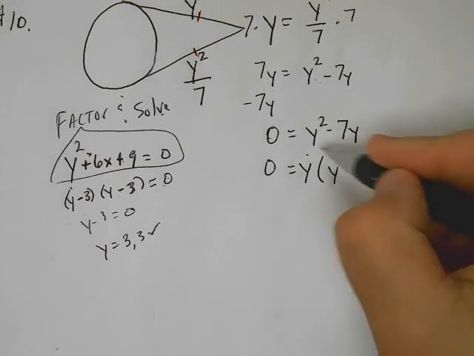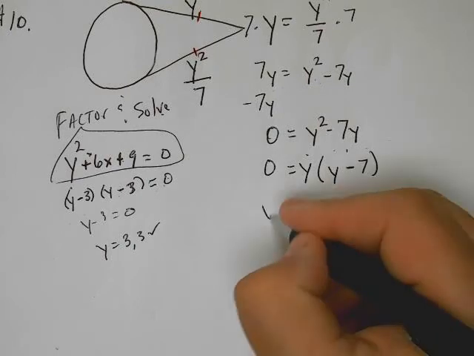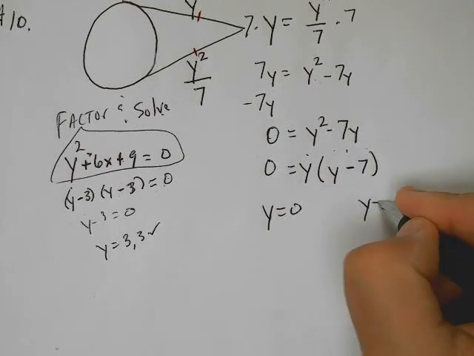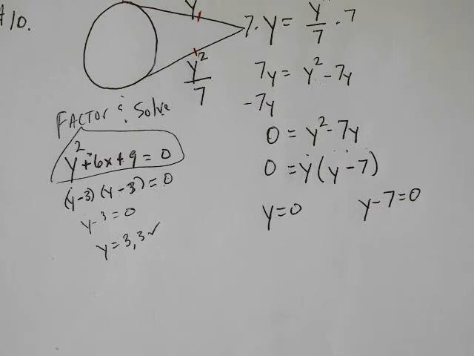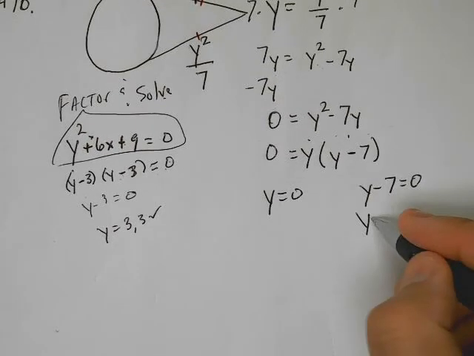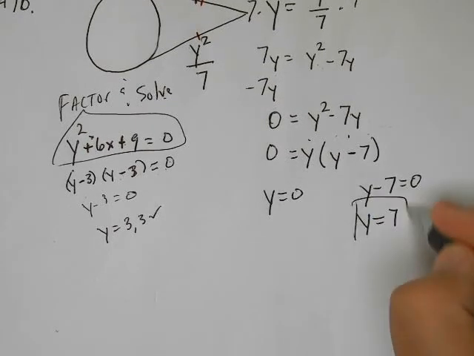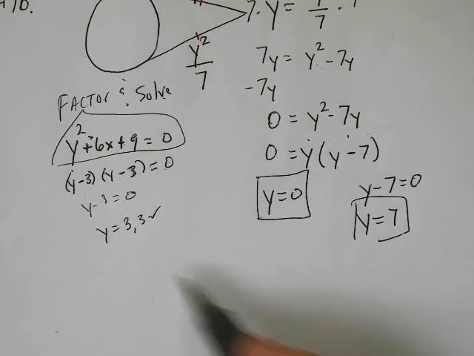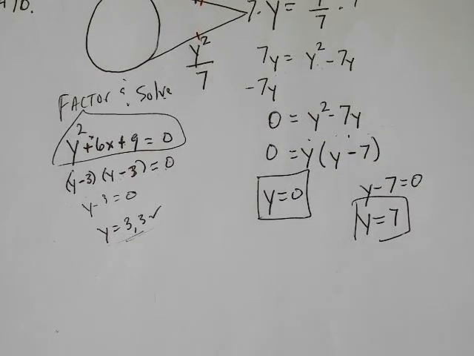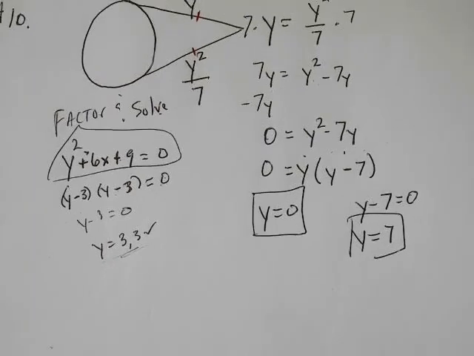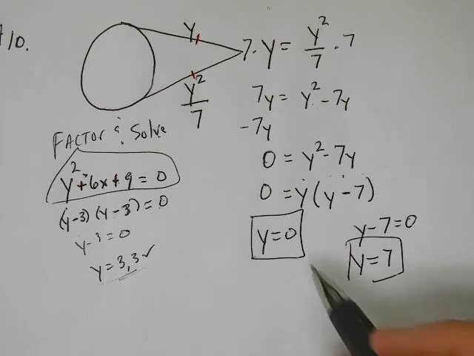Then I take each term and I set them equal to 0. So I go y equals 0, y minus 7 equals 0, y equals 7. So as you can see, I have 2 solutions. Just like I had 2 solutions over here. Now, well, let's evaluate. What about y equals 0?